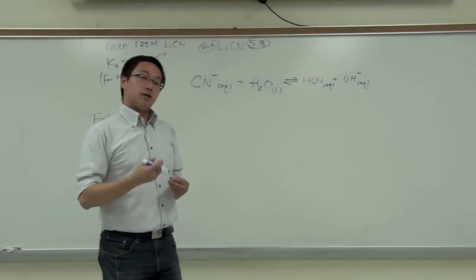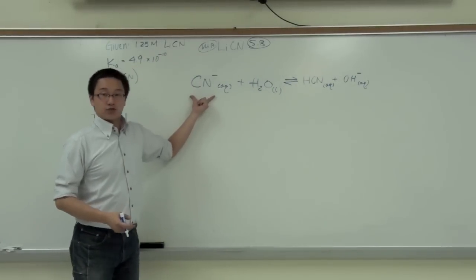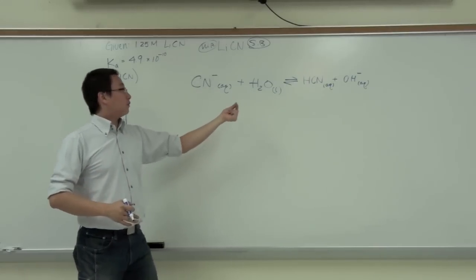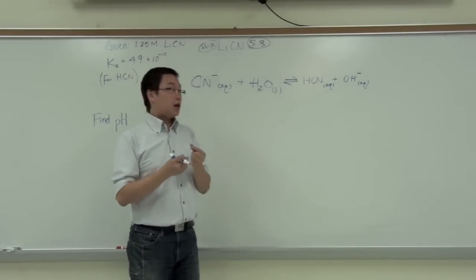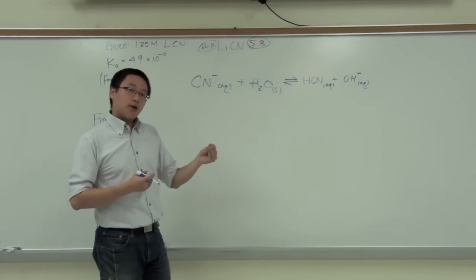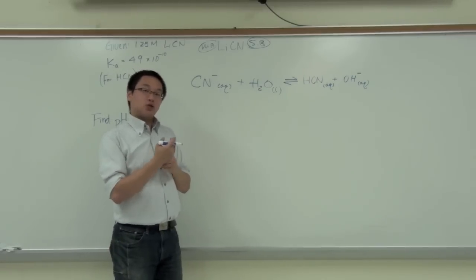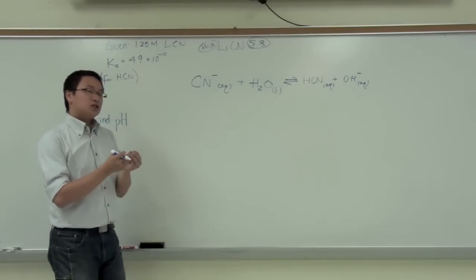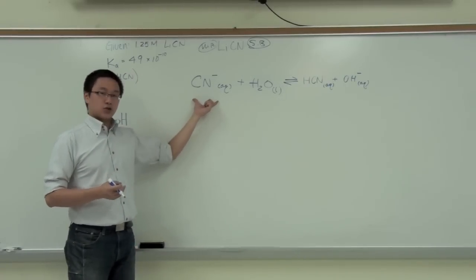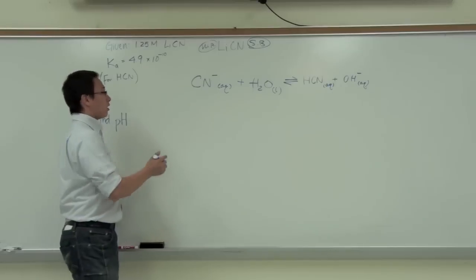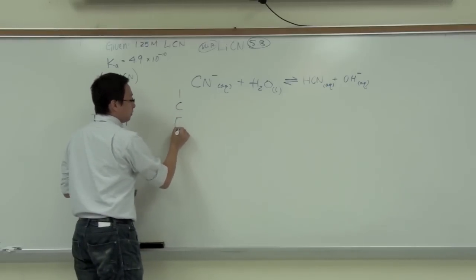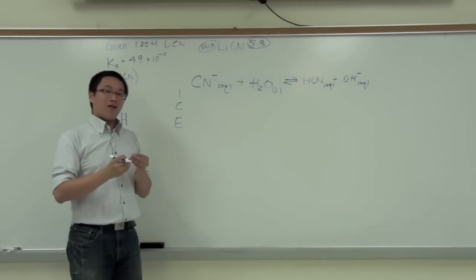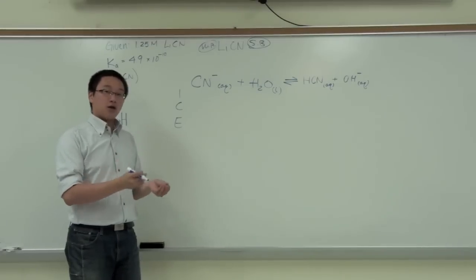Now, as I said in the last tutorial, yes, this is a strong base, but it's not as strong as the strong bases that we knew. So the arrow that we put in here is going to be a double arrow. It is going back and forth so that it will reach an equilibrium at the very end. Since this is an equilibrium reaction, we have to make an ICE table to see what the concentrations are at the very end, when the concentrations become constant.